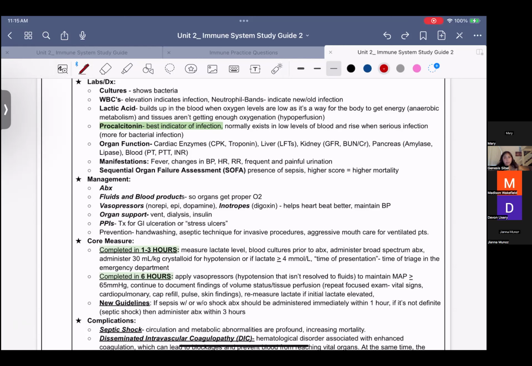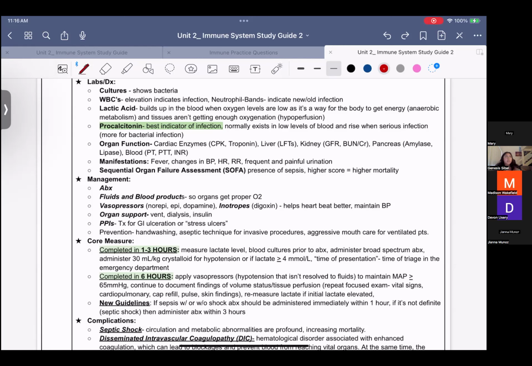But lactic acid will still be high, so just know that. It just builds up in the blood where oxygen levels are low, as it's a way for the body to get energy. This is through anaerobic metabolism, and tissues aren't able to get enough oxygenation. If you remember, when you're working out too much, your muscles get sore and start burning. That does have to do with the lactic acid buildup.